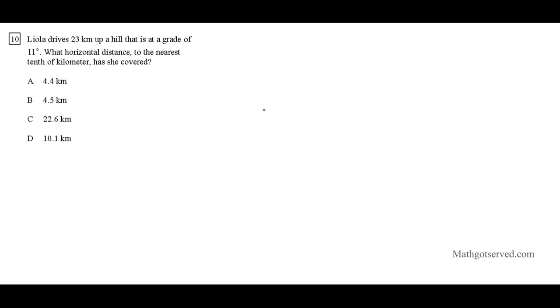So she goes uphill 23 kilometers, and it's at an angle of 11 degrees. So this is 11 degrees right here. This is 23 kilometers. So it says, what's the horizontal distance she covered? So we call this x.